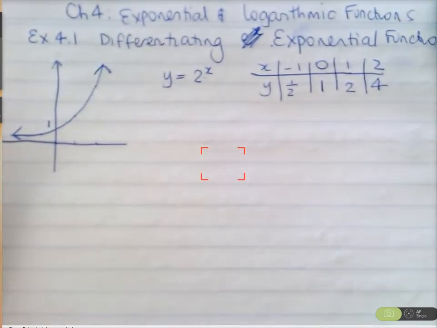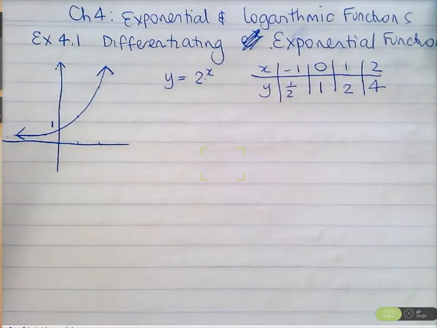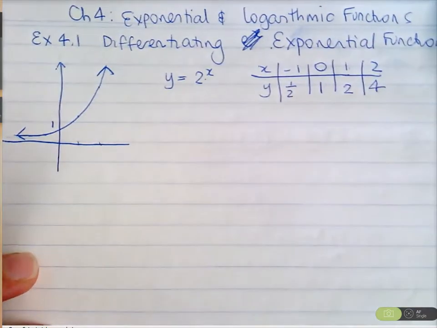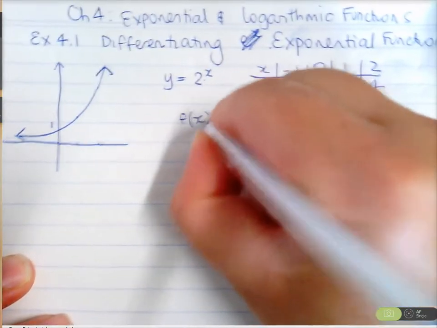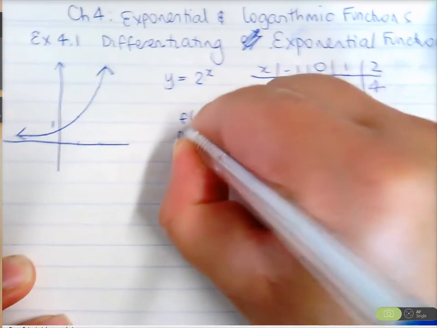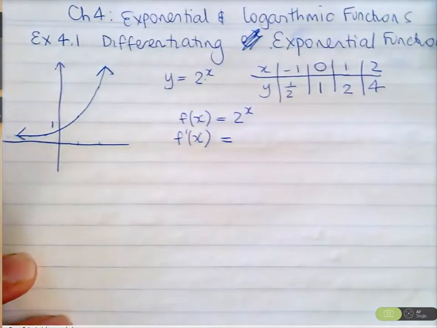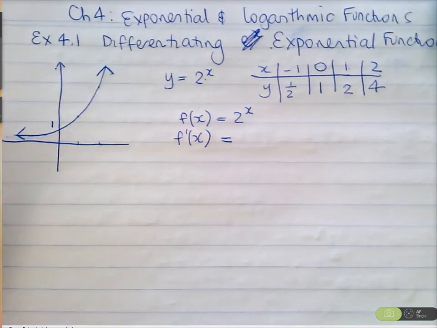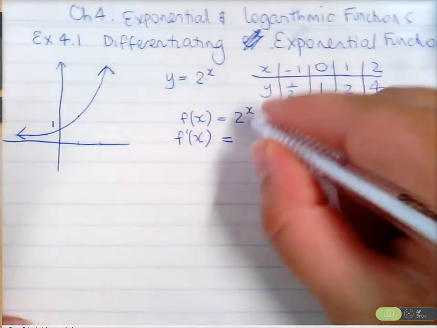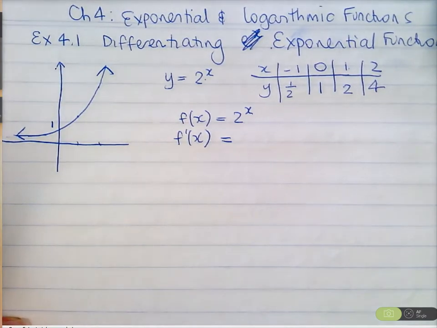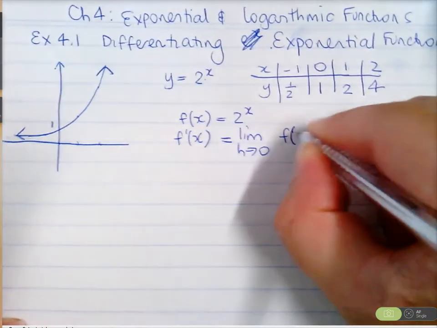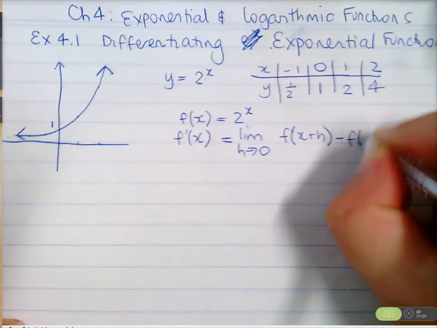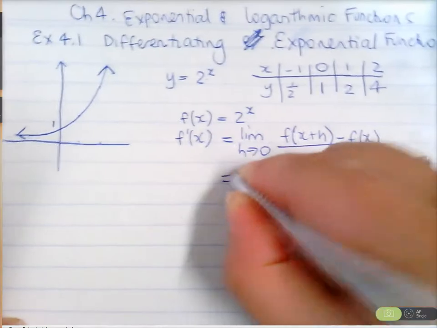Now, I'm going to differentiate it. Now, we don't know how to differentiate things with powers. So if I want to differentiate that, there's no rule. This is what I'm going to do. If my function of x is 2 to the x, then differentiating from first principles, f dashed x is, do you remember the rule? Limit as h approaches 0 of function of x plus h minus function of x over h.